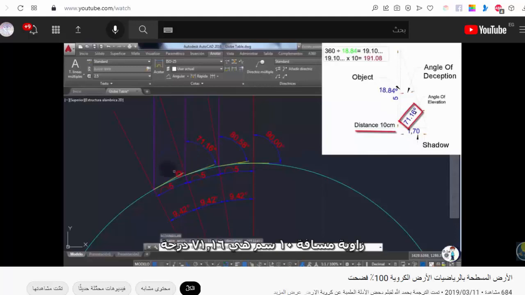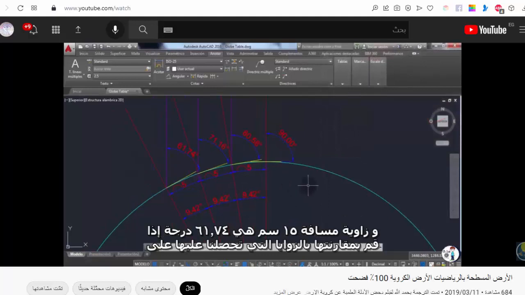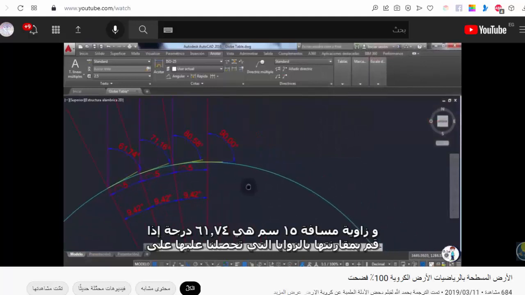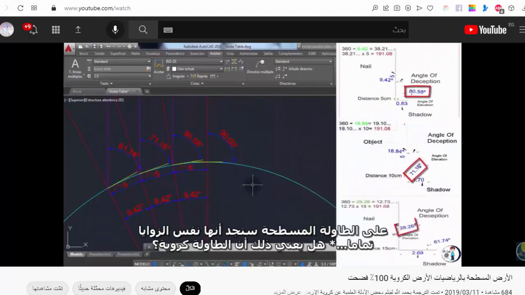The angle of 10 centimeter distance is 71.16 degrees. The angle of 15 centimeters distance is 61.64 degrees. If we compare them to the angles we got on the flat table, we get the same exact angles. Does that mean that the table is a globe?